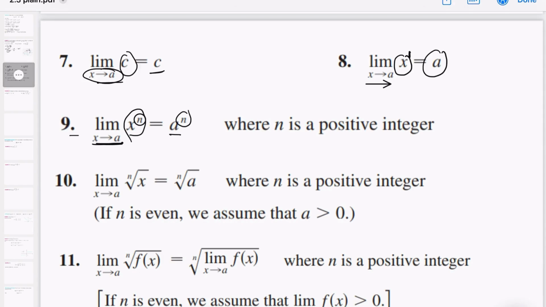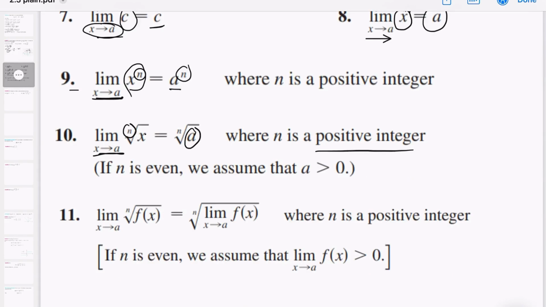And the limit of the square root of x, or any root of x, where n is a positive integer, is equal to the square root, or any root, of the constant a, because x goes to a. And the limit of the root of a function, when n is also a positive integer, is just equal to the root of the limit of the function. We can just take the limit inside the root.